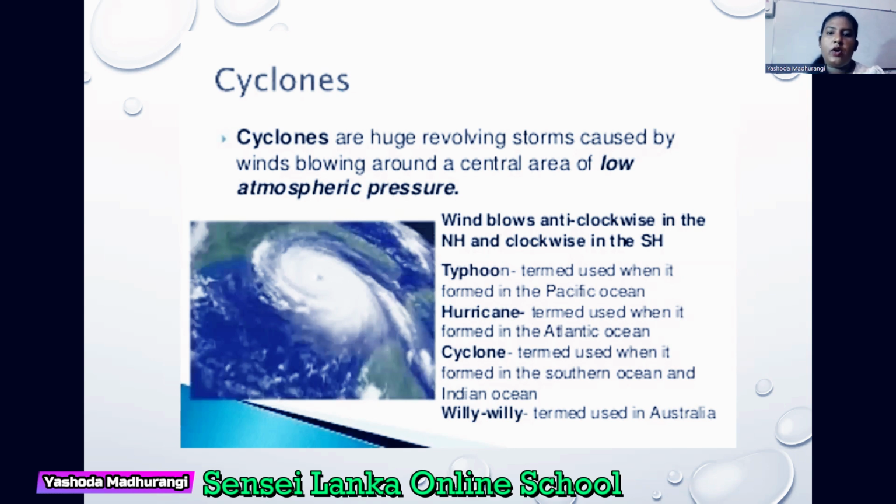They are huge revolving storms. For the strong wind, we say storm. So the cyclones are given different names in different areas. It is a strong rainfall, strong wind with rainfall. In South Asian countries, they are using another name for it. When it goes to Japan, it has another name. Like that. The same phenomena, different names are given.